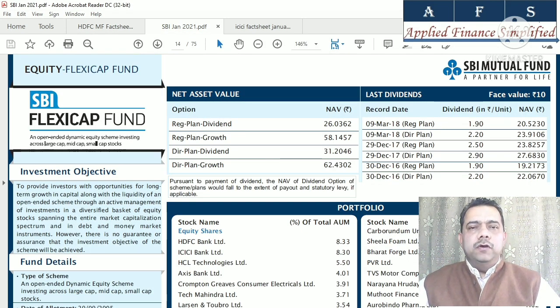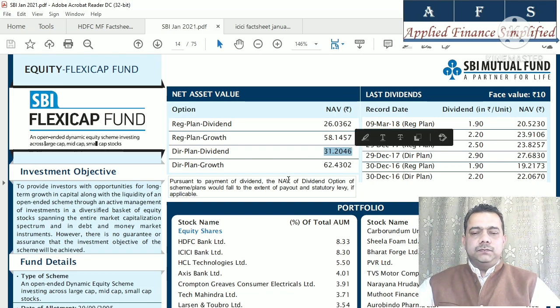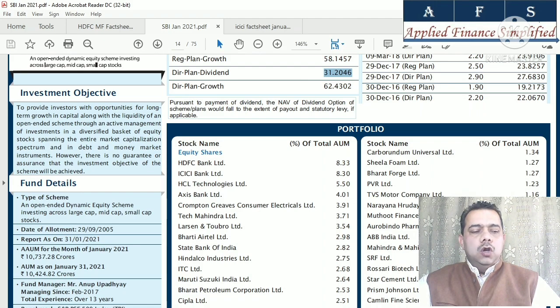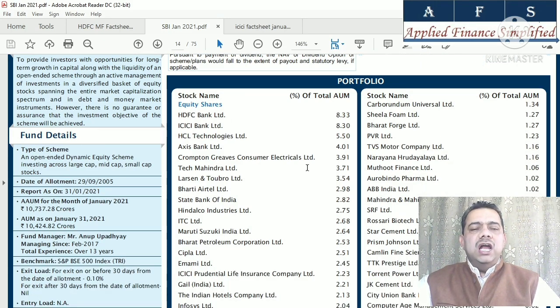Let's look at the performance of SBI Flexi Cap Fund. As you can see, the NAVs are given over here, and regular plan dividend option should be compared with direct plan dividend option. So obviously the direct plan, since it has got a lower commission rate, lower expense rate, the NAV would be higher. All mutual fund houses also have to list out what are the portfolios when the fact sheet was prepared.